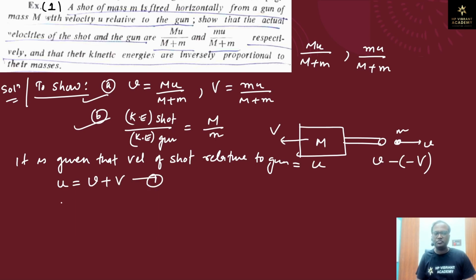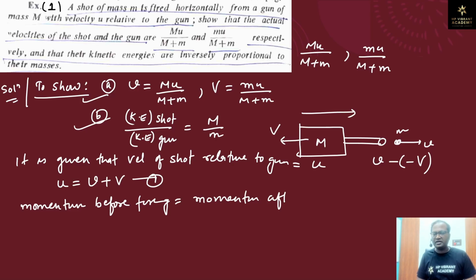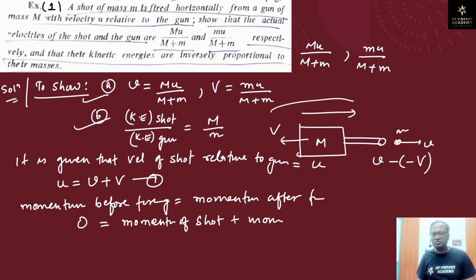This is equation 1. Secondly, since there are no external forces acting in the horizontal direction, momentum will be conserved. So momentum before firing is equal to momentum after firing. Momentum before firing is 0 because the whole system is at rest, and momentum after firing is equal to momentum of shot plus momentum of gun.